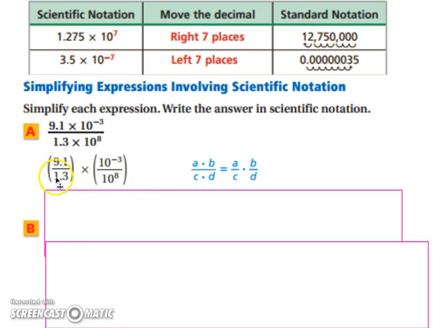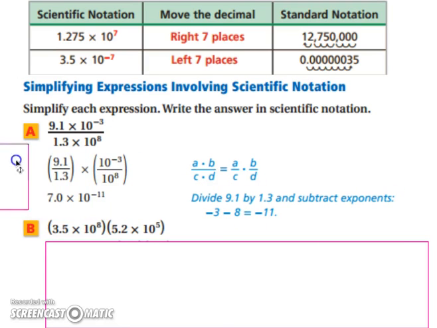Well, 9.1 divided by 1.3 is 7, and then 10 to the negative third divided by 10 to the 8th is 10 to the negative 11th. So to write this in scientific notation, we would have 7.0 times 10 to the negative 11th. Take a moment and try B on your own. When you return, the answer will be revealed.